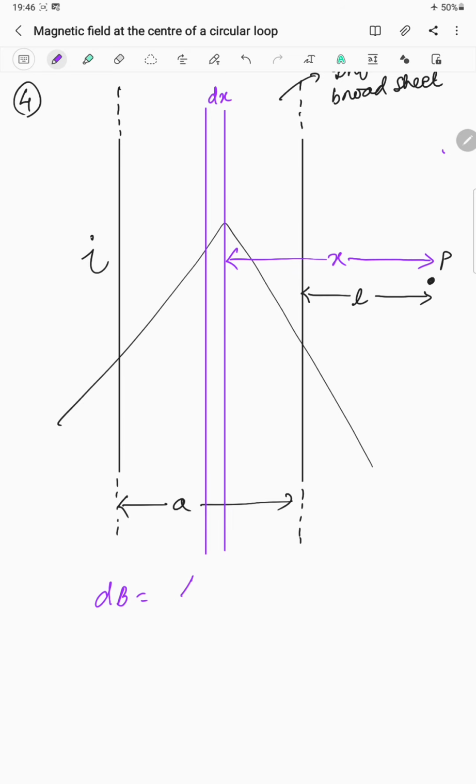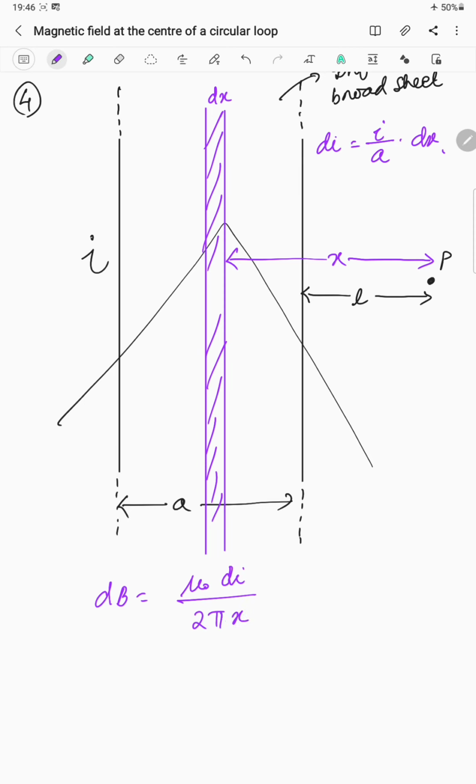It will be mu naught di, because in the dx element, what is the amount of current which is flowing? It is di. So how do I calculate that di? The di amount of current is flowing in the dx. So it will be I divided by A, the thickness, into dx. This will be the value of di. So dB is mu naught di divided by 2 pi x.